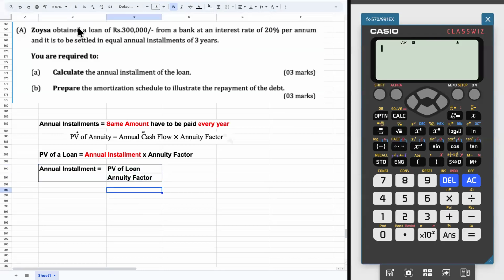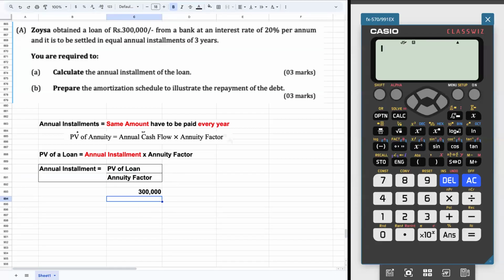Let's say the present value of a loan means, if you are going to take the loan, 300,000 is equal to 300,000 because there is no future now. You are going to receive the bank loan now, so the discounting factor is 1. So the present value of a loan is 300,000. Now you have to know how much the annuity factor is.